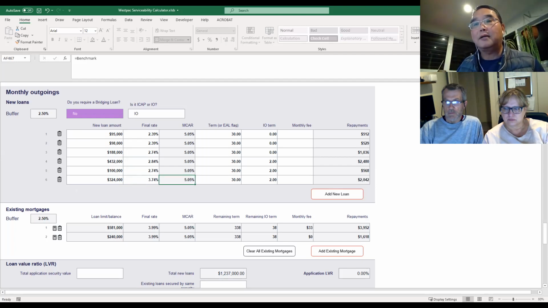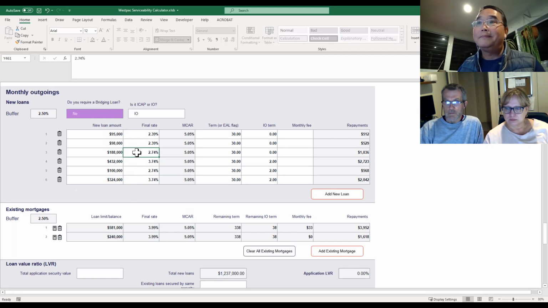Let's go back to the other calculator. 3.74. Remember, this assessment rate is higher, right? So this is the assessment rate, 3.74. So these two loans are interest only. This 100,000 is a variable. You can decide whether to take interest only or principal plus interest.